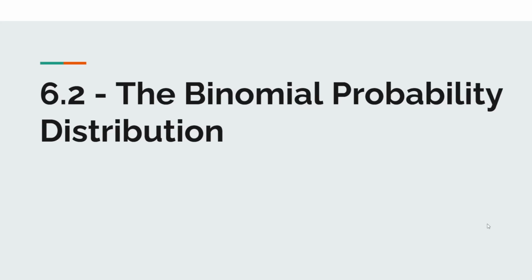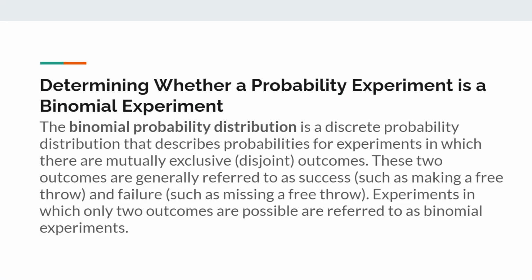Binomial probability distribution. This one is a little bit hard, so let's put our thinking caps on and understand how it works. Let's determine whether a probability experiment is a binomial experiment. The binomial probability distribution is a discrete probability distribution that describes probabilities for experiments in which there are mutually exclusive, disjoint outcomes. And we'll explain why in a little bit.